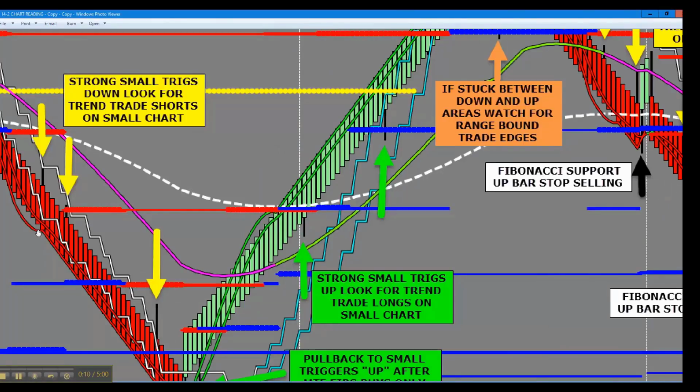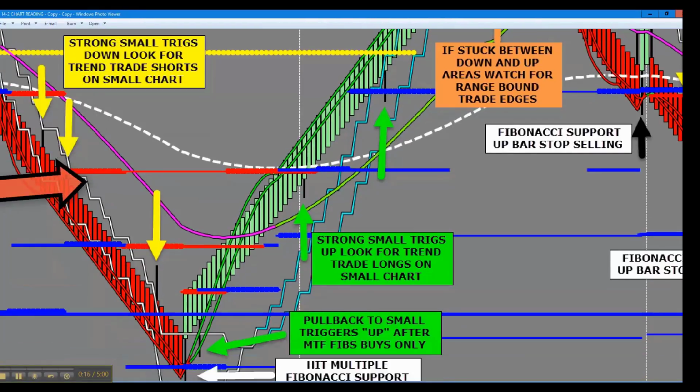If your small triggers are down strong and your synthetic triggers are down strong, and your small triggers are below your synthetic triggers, we're going to sell the pullbacks. As long as this trigger line configuration remains, we're basically going to sell the pullbacks. So we'll do trend trade short on our little chart, trend trade short, trend trade short.